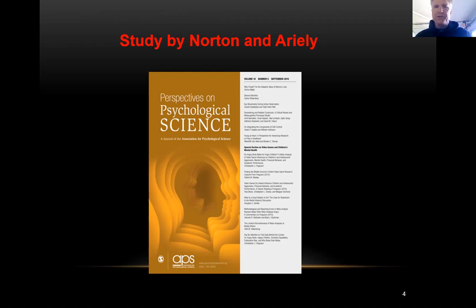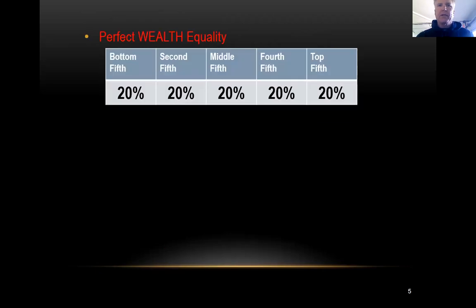Then they asked them a second question. They asked them, what do you think the distribution of wealth should be? Kind of a hypothetical thing, how much should the wealthy have compared to the poor quantiles? And they came up with some really interesting results. And this study was widely cited at the time. And so again, here, we start with perfect wealth equality.